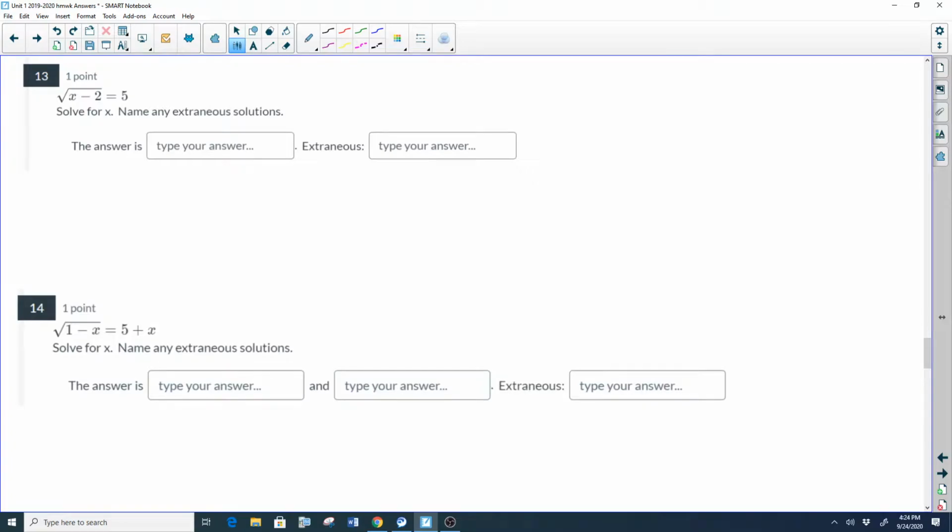Okay, so here's number 13. So we're going to go ahead and square both sides. Square both sides. Oh, do we have to do anything weird? Nope, it's just more radicals. So we'll just have you check your answers.